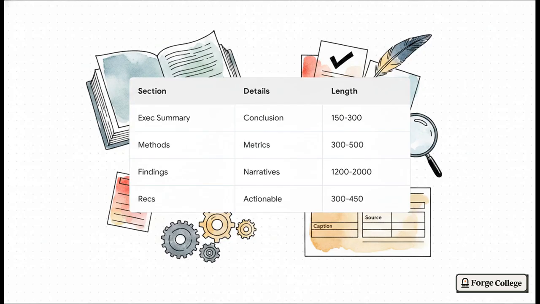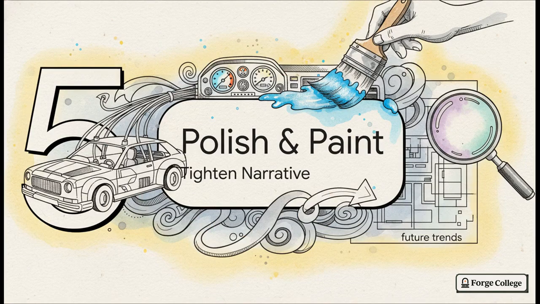And when you're pulling comparative tables from your metric spreadsheet, keep them incredibly clean. Every single table absolutely needs a clear caption, source attributions, and methodological footnotes, so readers know exactly how you arrived at your scores. Section 5, polish and paint.